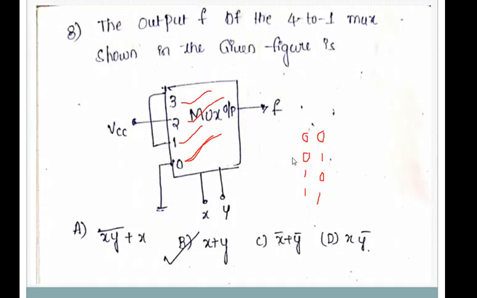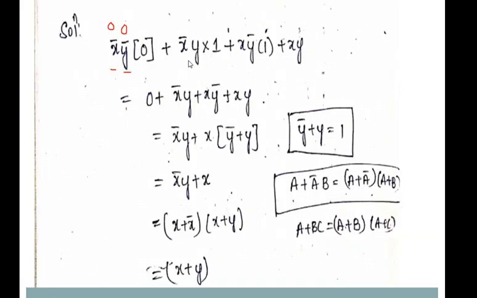And the second combination is 0 1. If it is 0 1, then input 1 will be selected and 1 is connected to the VCC. Here 0 means x bar and 1 means y, and if 0 1 is selected, then it is connected to the VCC. The VCC is taken as 1.